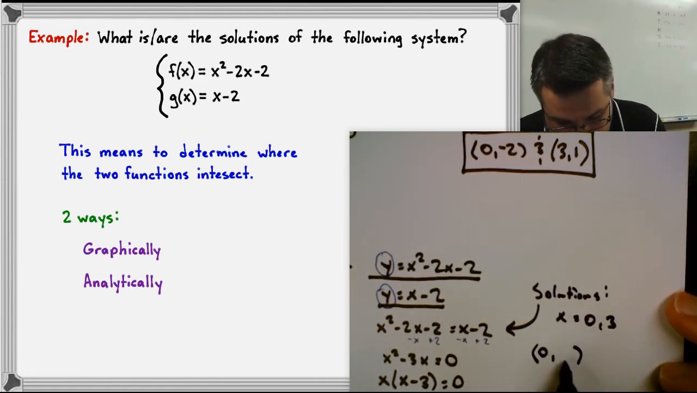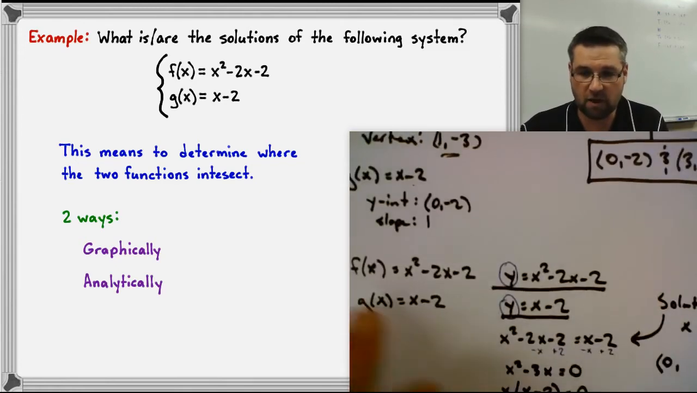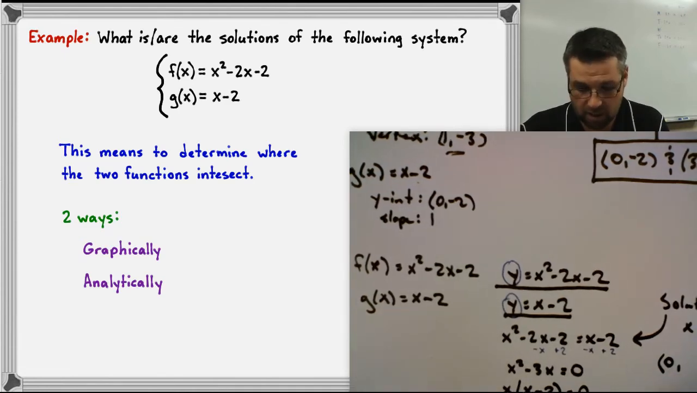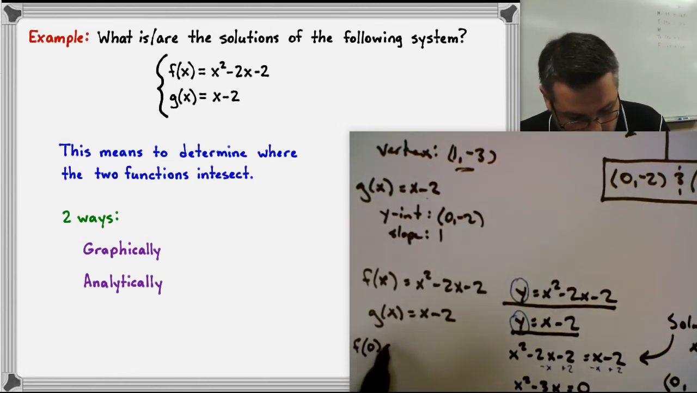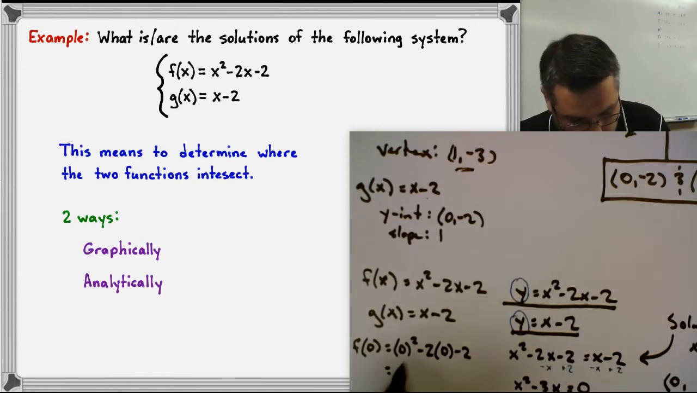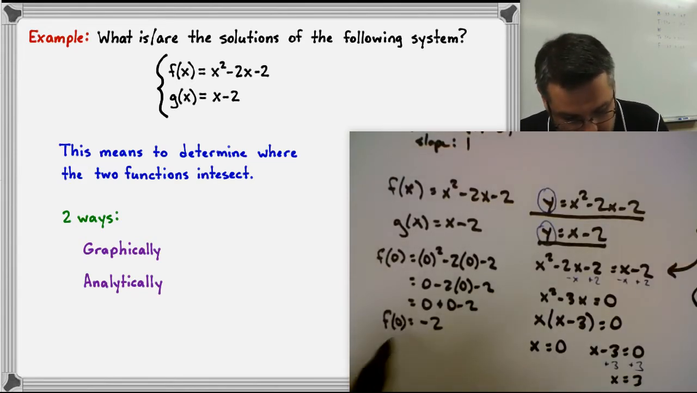So I got 0 comma something and 3 comma something. I've got to figure those y values out. Well, that's pretty simple actually. You can use either function to determine those y values. In the first case, I had x equals 0, so I'm going to plug 0 into one of those functions. f of 0 is equal to 0 squared minus 2 times 0 minus 2. Well, 0 squared is 0, and then minus 2 times 0 is 0, minus 2, which is negative 2.